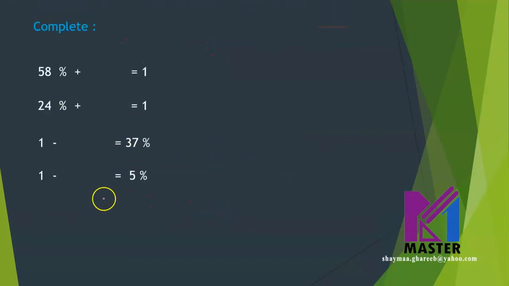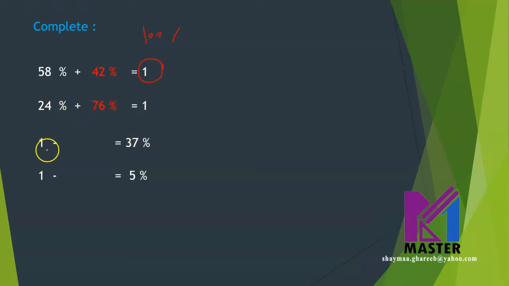Now let's make one whole in this example. 58% plus what percent equals 1? We said the one whole means 100%. Do you remember? So you need to complete this number: 58 plus what gives 100. So I need, yes, 42%. What about 24%? So 24 plus what gives 100, so it will be 76%.